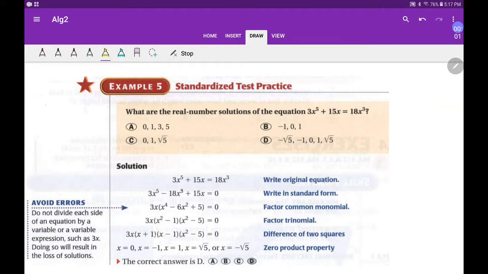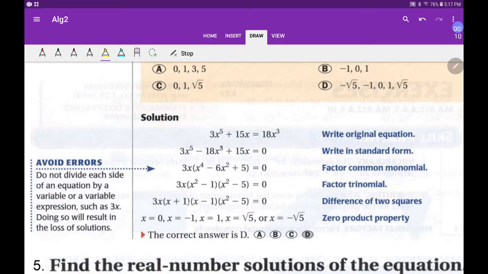Okay, this is a nice example of a review problem here. What we do first of all is we factor out a monomial here. Okay, we notice there's a 3x in every term, so we get that out of there.